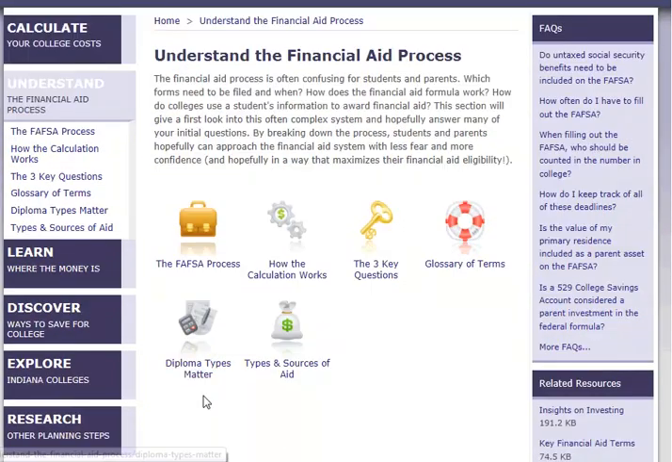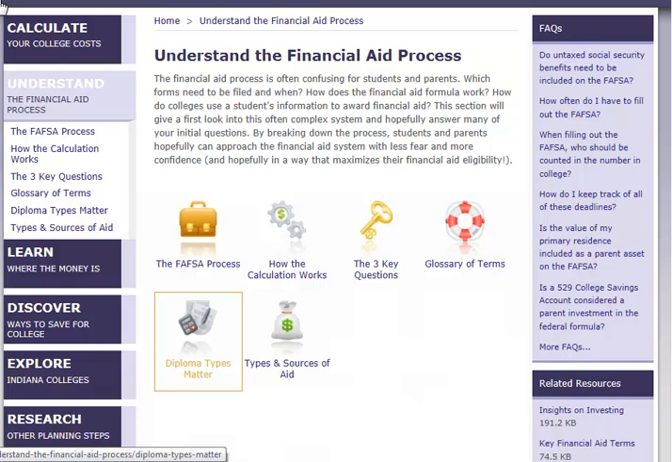Next up is diploma types matter. In this section, you'll learn that the type of diploma you receive has an even bigger impact on potential financial aid eligibility from the state of Indiana than in the past. But what does this mean in terms of financial aid?